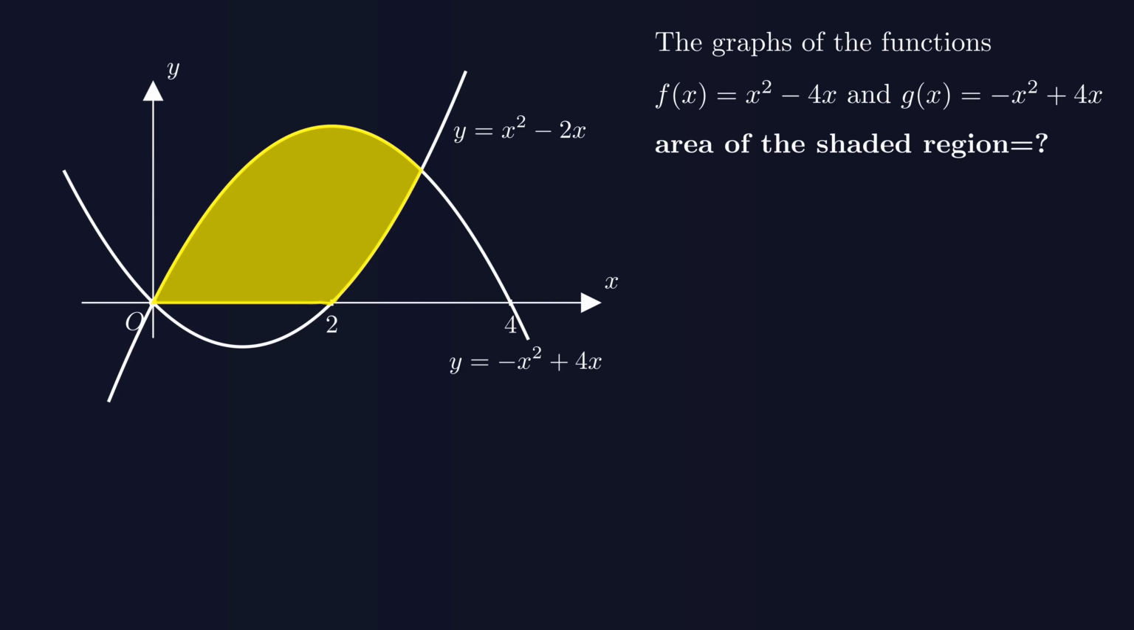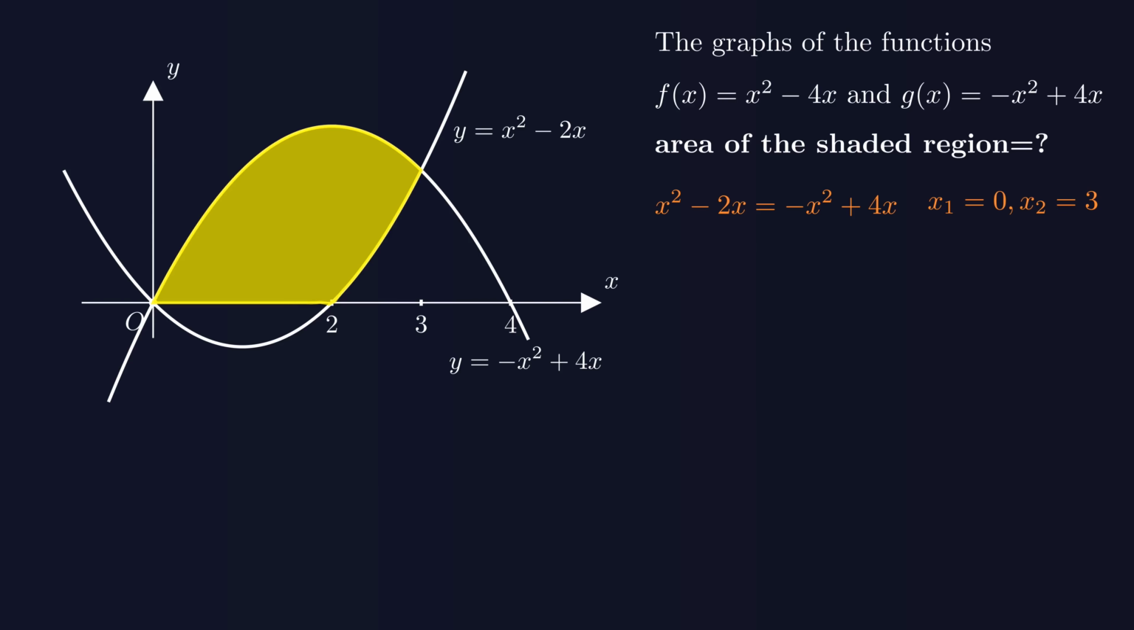First, we need to find the points where these two functions intersect. To do that, we set the curves equal to each other. x squared minus 2x equals minus x squared plus 4x. Solving this equation, we find two roots, 0 and 3. 0 is pretty obvious, so let's mark 3 as well.